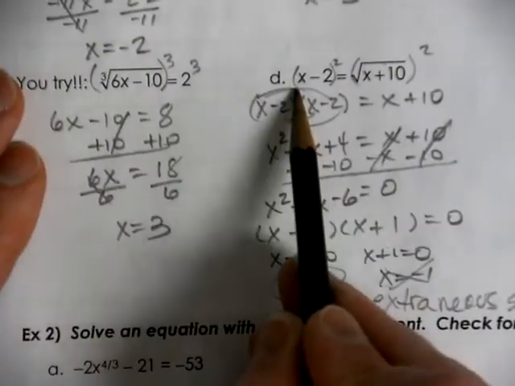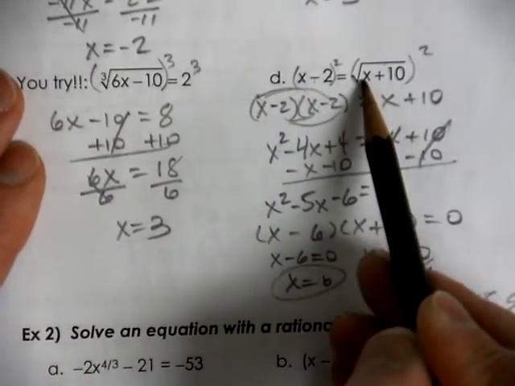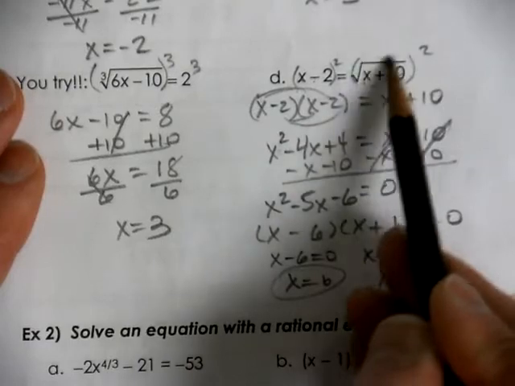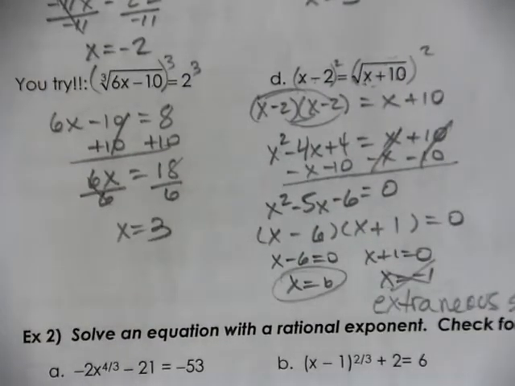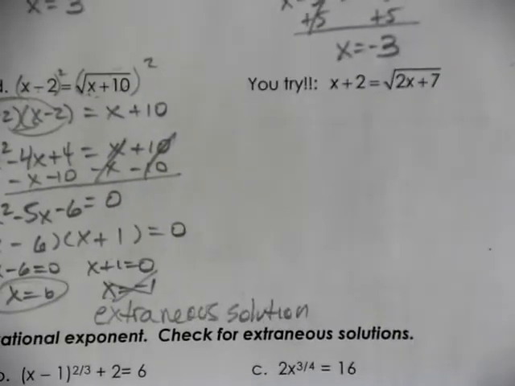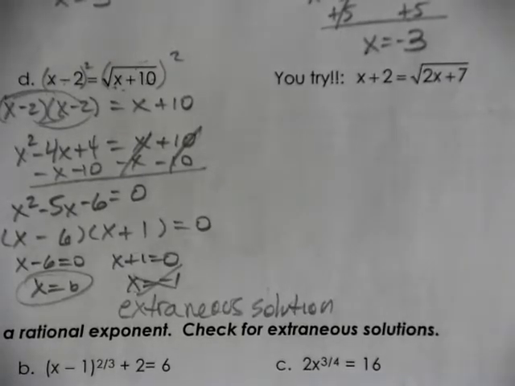When we plug in 6, 6 minus 2 is 4. Plug in 6, you get 16. Square root of 16 is 4. Remember, you only get plus or minus when you do it to both sides of an equal sign. So you go ahead and try the next one. You can pause the video, try it out, come back, and see how you did.